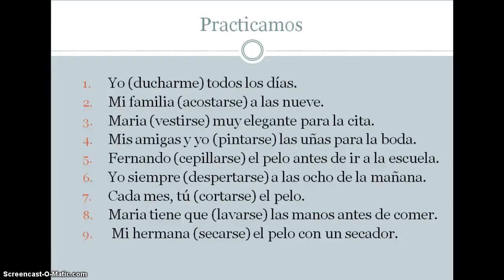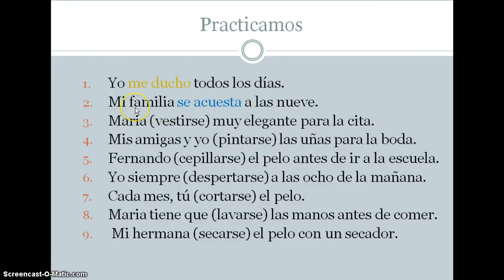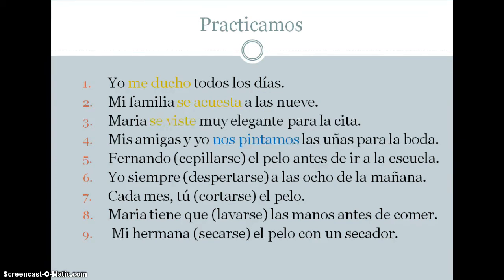Okay, so here's some practice. Yo me ducho todos los días. Mi familia se acuesta. People get confused on that, but my family is one unit, even though there might be 10 people in my family. Also, you can look at that right there and see that it's not plural. There's no s. Mi familia se acuesta a las 9. María se viste muy elegante. That's a stem changer. Mis amigas y yo nos pintamos las uñas para la boda.